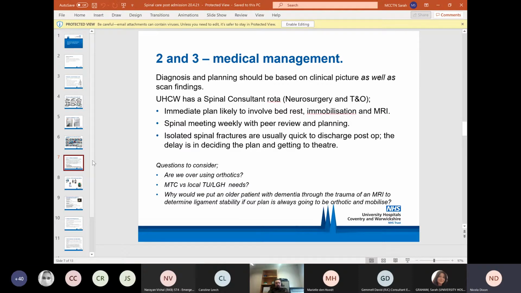So one of the things around the medical management side of things that we're looking at currently is the overuse of orthotics. We also need to be considering how we link with our TUs and our LGHs, which patients really need to come to us and which ones could stay at the local TUs if they had nice, clear planning. And then one of my big questions really would be, why are we putting older patients with dementia through the trauma of an MRI to determine ligament stability if our plan is always going to be an orthotic and mobilize? These are the sorts of things that we need to come up with some planning and some ideas across the network for. Thank you, Sarah.